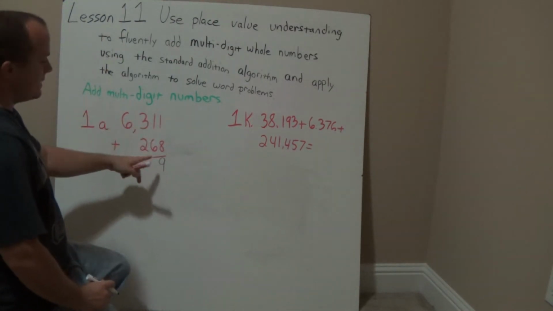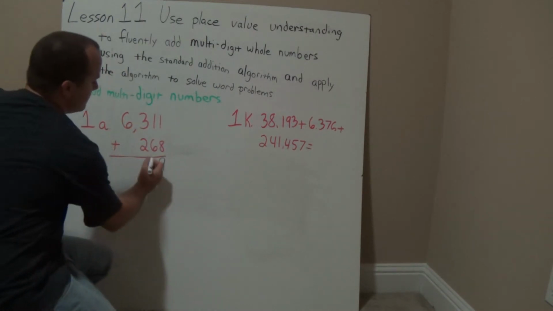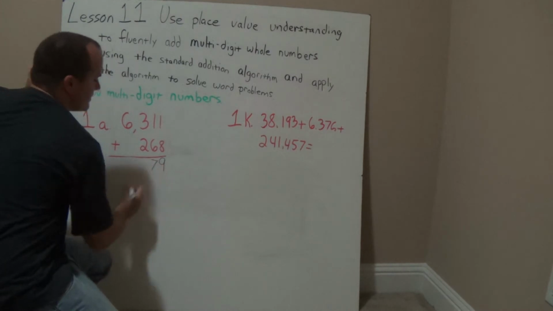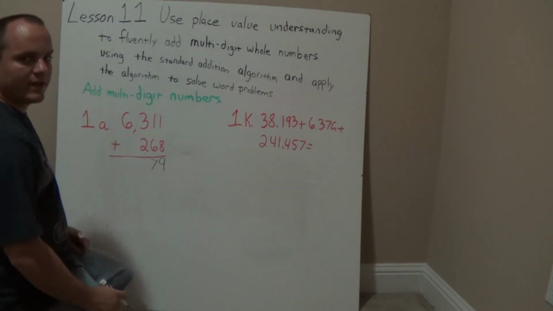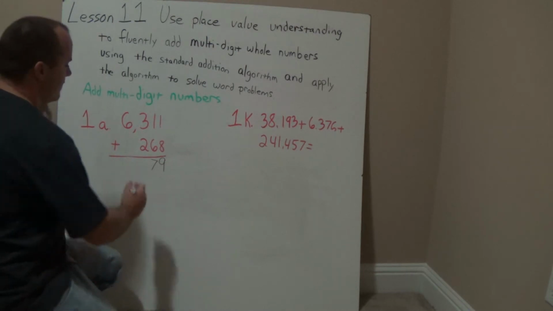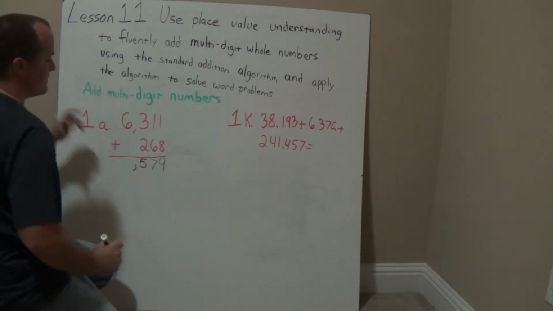Move over to my tens place. 1 plus 6. If I'm at 6, I count up one more, 6, 7. Bam, right there in my tens place. Then I go to my hundreds place. 3 plus 2. If I'm at 3, I count up 2 more, 3, 4, 5. I have 5 in the hundreds place. The value of my 5 is 500.